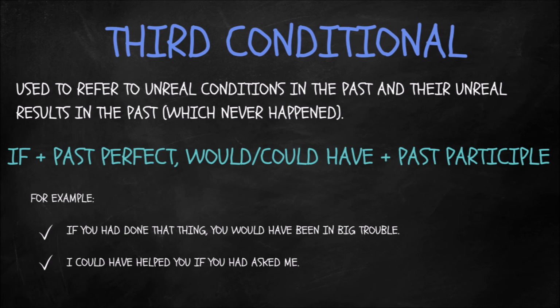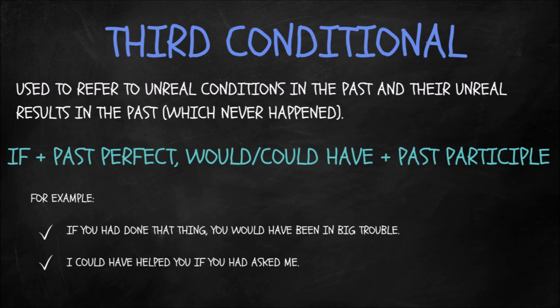And so here we use if with the past perfect. So the meaning isn't the true meaning of the past perfect, but we're going to use the past perfect again to create that distance from reality. Yeah, we're in a parallel universe here with these third and second conditionals. And then in your result clause, you're going to use would or could have plus the past participle. Yes, so for example, if you had done that thing, you would have been in big trouble. I could have helped you if you had asked me.